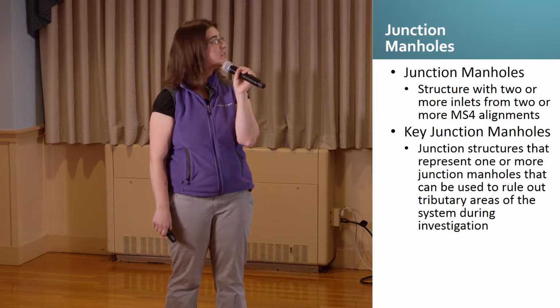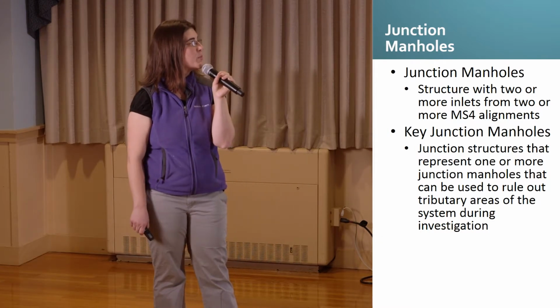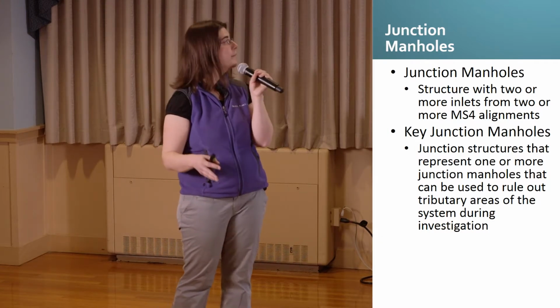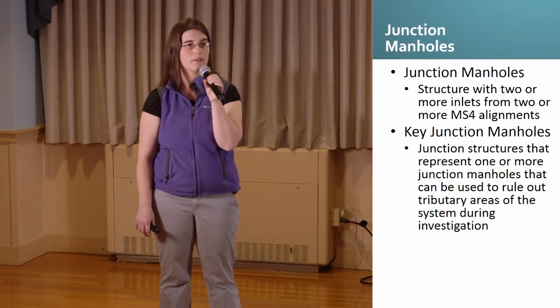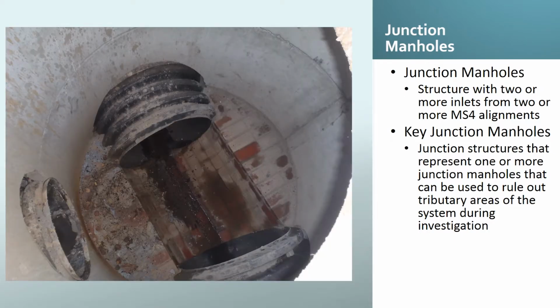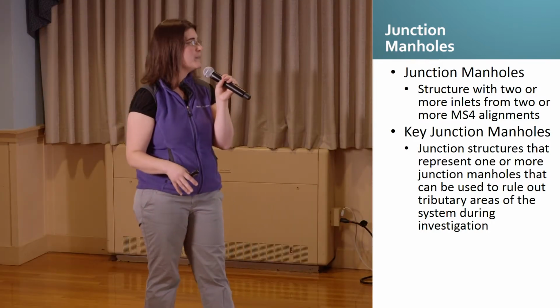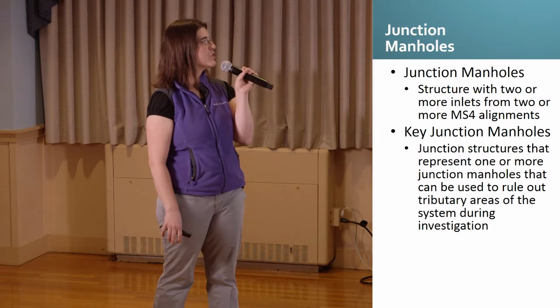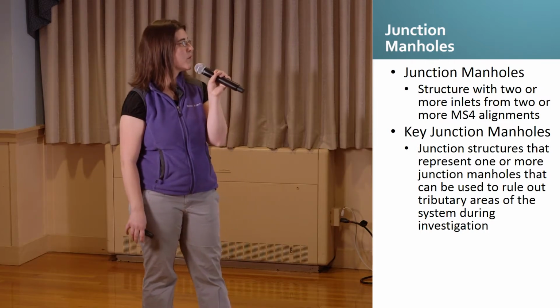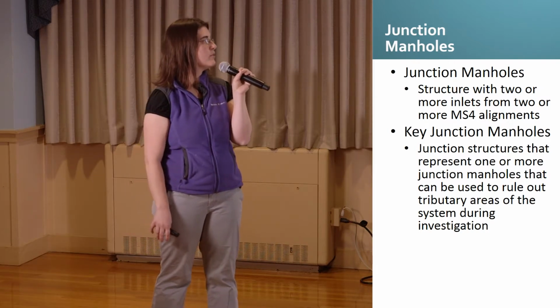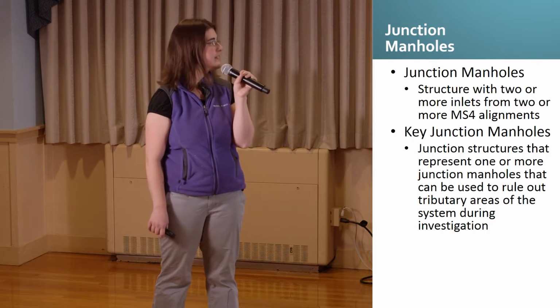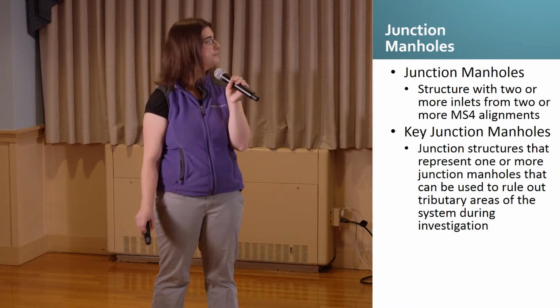A junction manhole is a structure with two or more inlets receiving water from more than one MS4 alignment. So you have two inverts coming in from different alignments of your MS4. That's considered a junction manhole. But then you have key junction manholes, which are special. They're junction structures that represent one or more junction manholes and can be used to rule out tributary areas of the system during investigation.